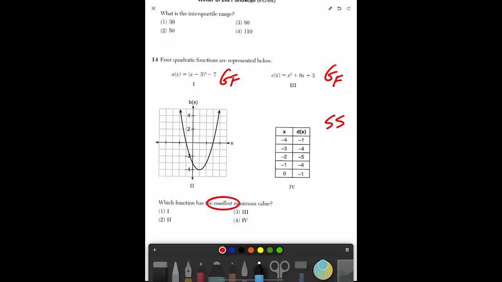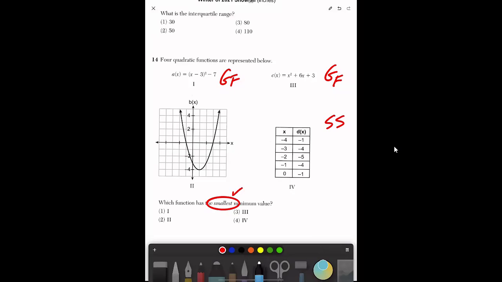It's question 14 from the June 2024 Regents exam. They've given us four quadratics. They've given us two quadratic functions. They've given us a graph of a quadratic function, and then they gave us a table of a quadratic function. And whenever they give us four functions, most of the time we're just going to be comparing them. And we are. We're looking for the one that has the smallest minimum.